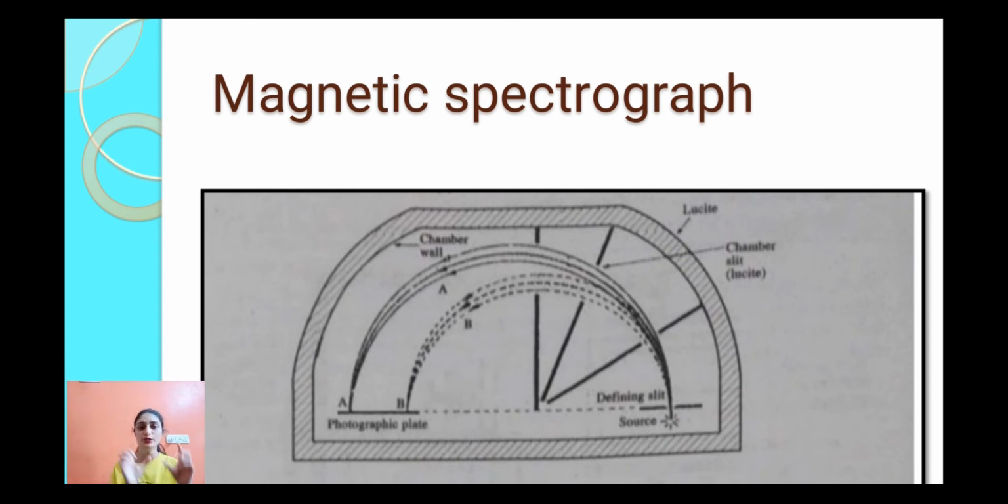Now here we have two groups of alpha particles, A group of alpha particles having same velocity and B group of alpha particles having same velocity. A group and B group will have different velocity, but all the alpha particles which belong to B group or A group will have same velocity. So let us see what it is.